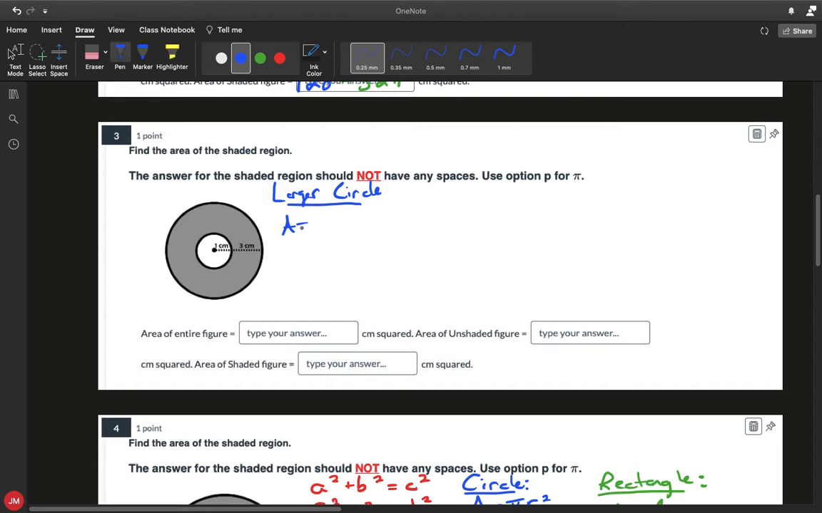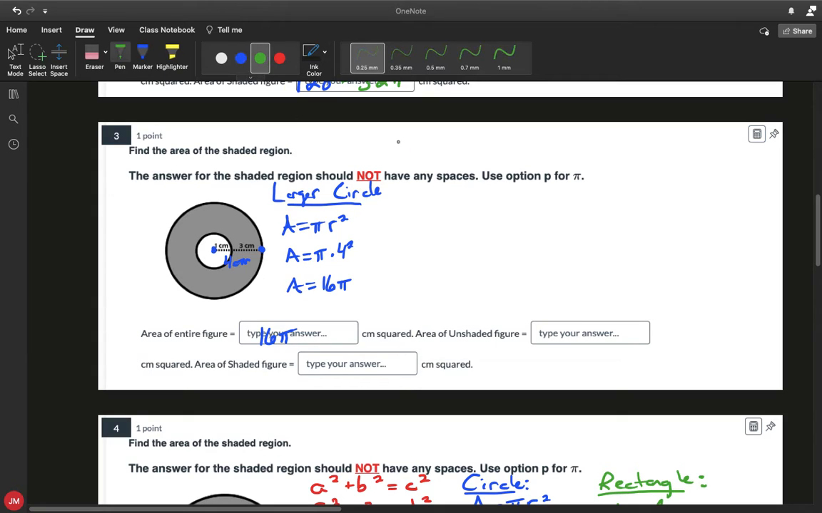So for our larger circle, the area formula is going to be pi r squared. For the radius, keep in mind that the radius is the entire length from the center all the way out to this outer ring right here. And so what you need to do is add together those two smaller pieces. So 1 centimeter plus 3 centimeters tells you that the radius for the larger circle is actually going to be 4 centimeters. So for our area, we're going to take pi multiplied by the number 4 squared. And 4 squared is 16. So our area is going to be 16 pi.